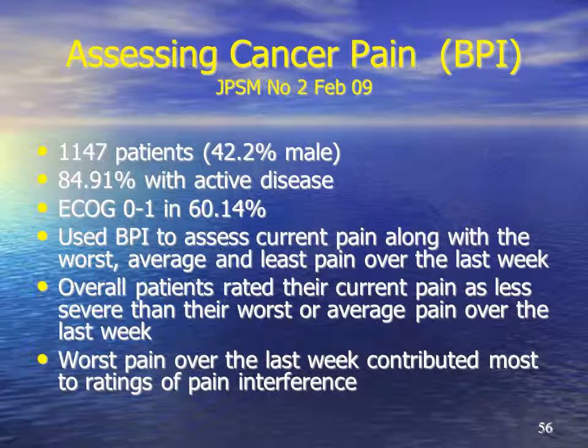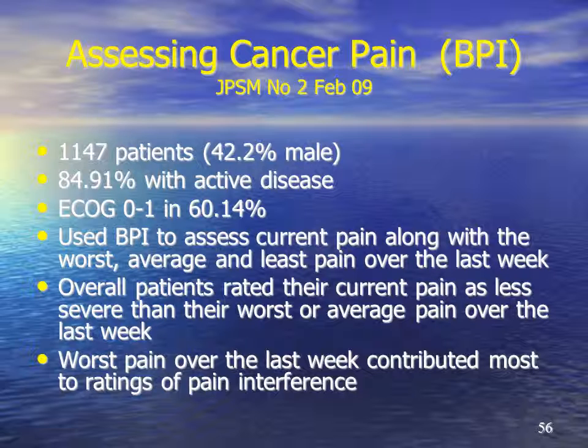Now in this particular study, they looked at using the BPI, or the brief pain inventory. There were quite a number of patients in this study, and it was actually a side study for a cancer study. The vast majority of patients actually had active disease, and most of the patients were pretty reasonable in terms of performance status, with over 60% having an ECOG of 0 to 1.